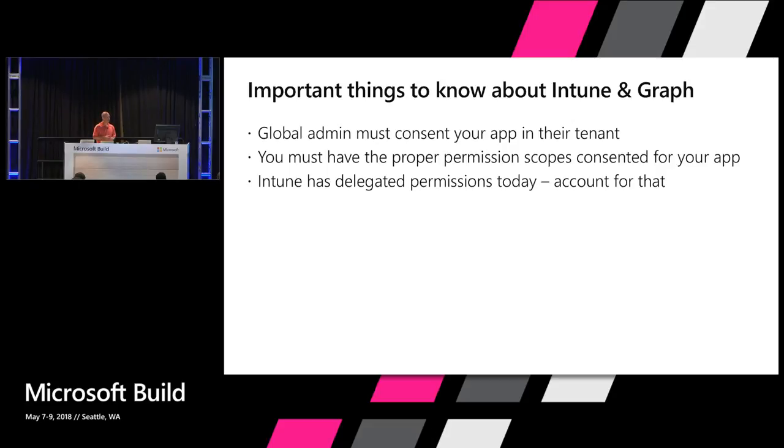Delegated versus app-only permissions. All of the Intune APIs today require delegated access. And that means that one way or another, you're going to need to account for the fact that an interactive logged-on user is going to need to present a token for that Graph API call. Now, I realize that that isn't ideal, and so one of the things that we've got under investigation right now is how do we support app-only permissions to access Graph?